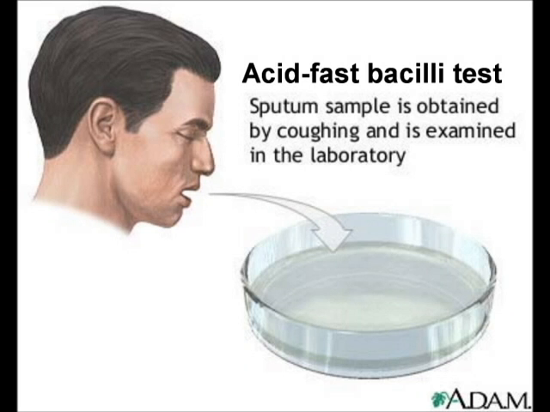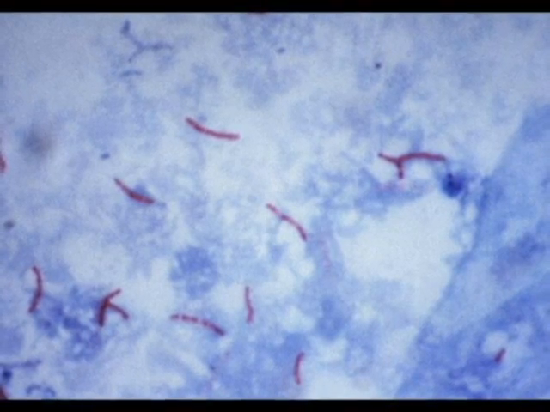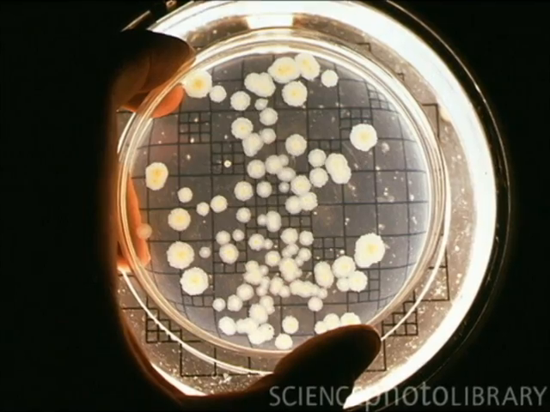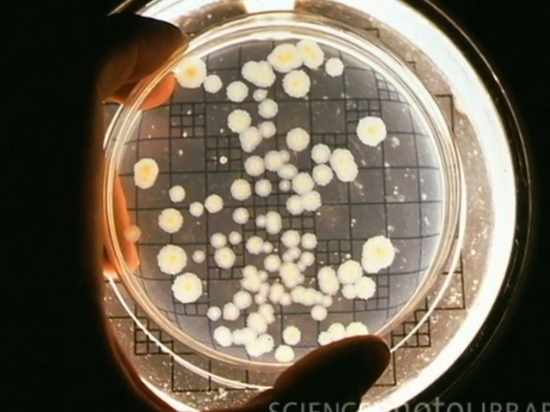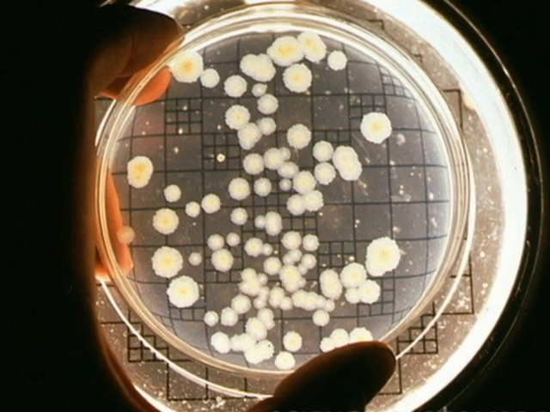First, an acid-fast bacilli test is done on the mucus that is coughed up. A red dye will reveal rod-shaped organisms. Then, to confirm the diagnosis of TB, a culture is done. The organisms from the mucus are grown in a dish inside of a lab and then confirmed to be M. tuberculosis.